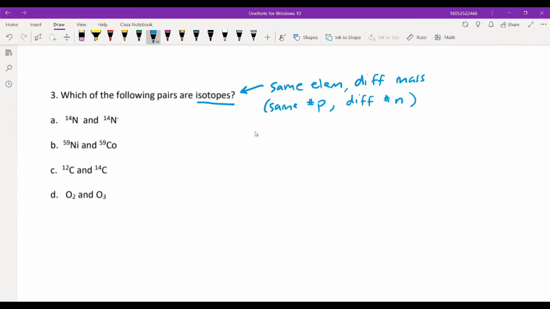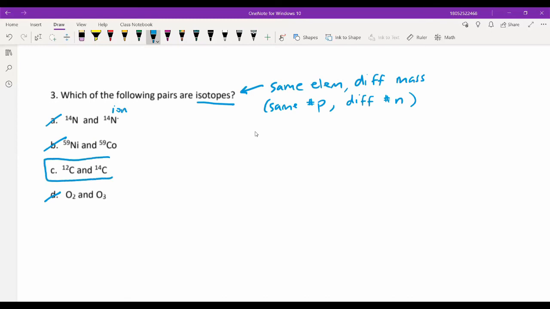So you can think about it that way, or if you're given the symbols, you want the same element, so that would eliminate something like B, because those are different elements. You want different masses, so D is incorrect. These are actually called allotropes. They're different forms of oxygen, but there are no masses given, so we can't tell. And for A, we can eliminate that because that's just a neutral nitrogen 14 and an ion here, right? But they're the same mass.